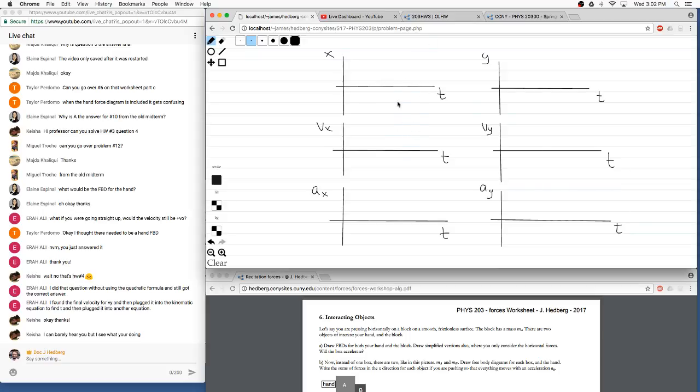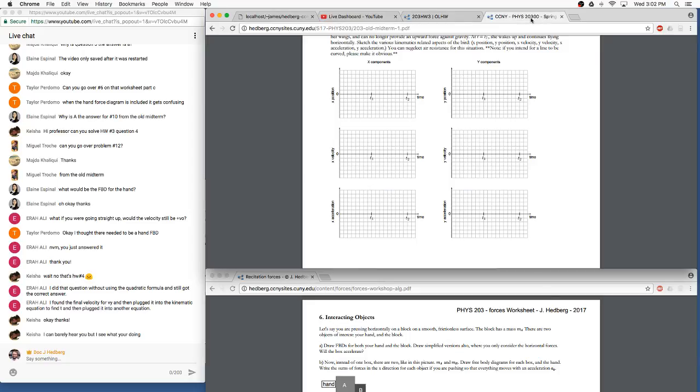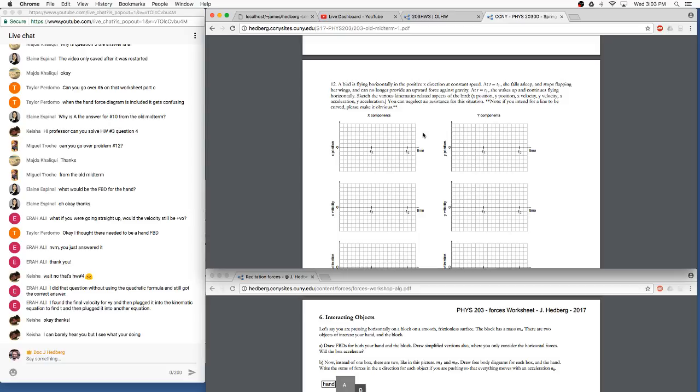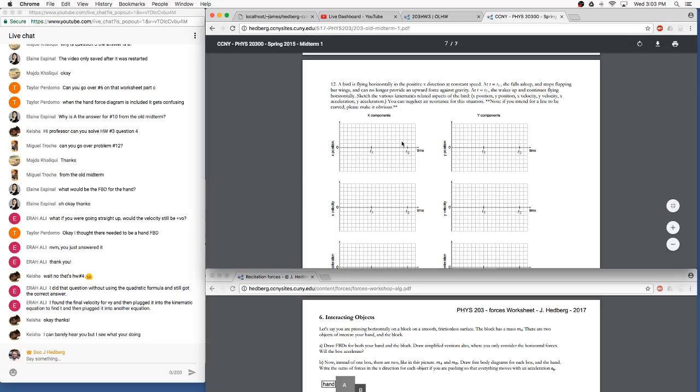Let me just reread it again. A bird is flying horizontally in the positive x direction at a constant speed. At t equals t1, she falls asleep and stops flapping her wings and can no longer provide an upward force against gravity. At t equals t2, she wakes up and continues flying horizontally. So we have sort of three regimes of motion that we need to plot.